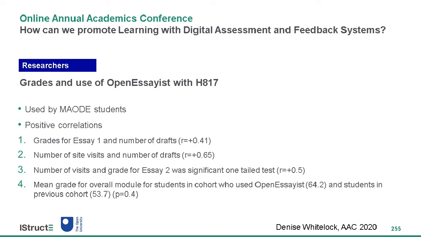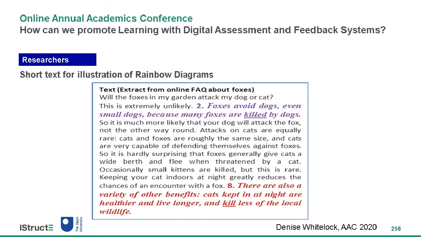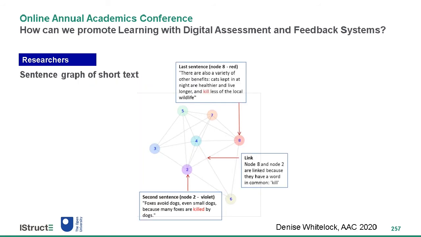And we found when we trialled this that the grades improved with students who'd used Open Essayist, and we have statistically significant findings. But like any good research, there was an offshoot to that research. We started to build what we call rainbow diagrams. To explain those to you, here's a piece of text; note the text that's in purple and in red. What we did then was to produce a sentence graph of the text. Here we've got the nodes associated with the previous text I showed you and how they're connected. The introduction is in violet, the red nodes are the conclusions, and the other colours are the evidence that comes in between.